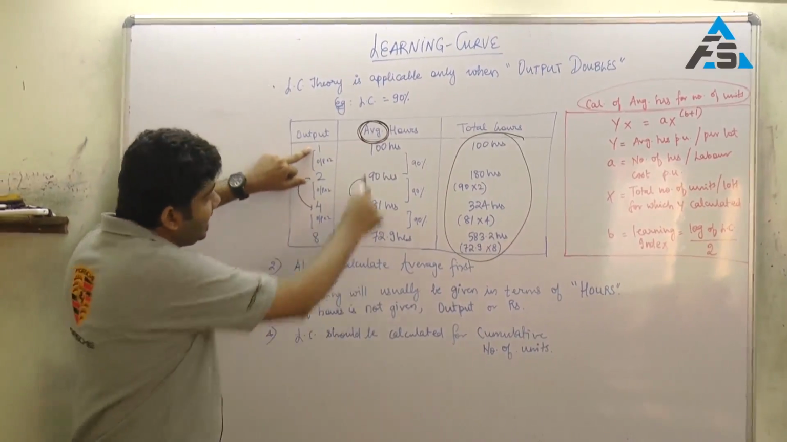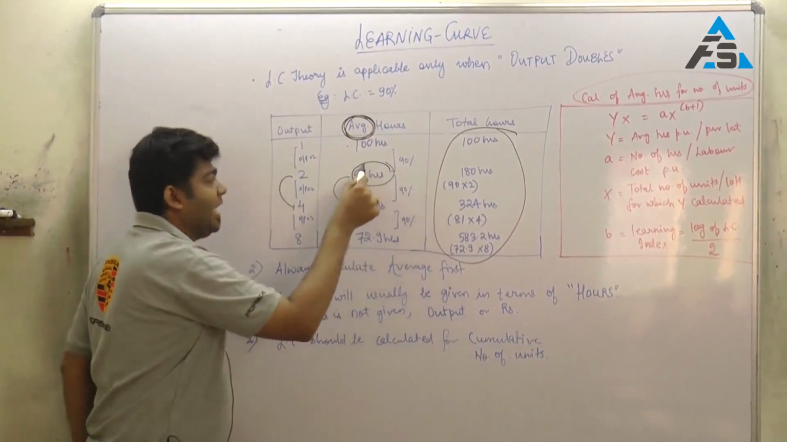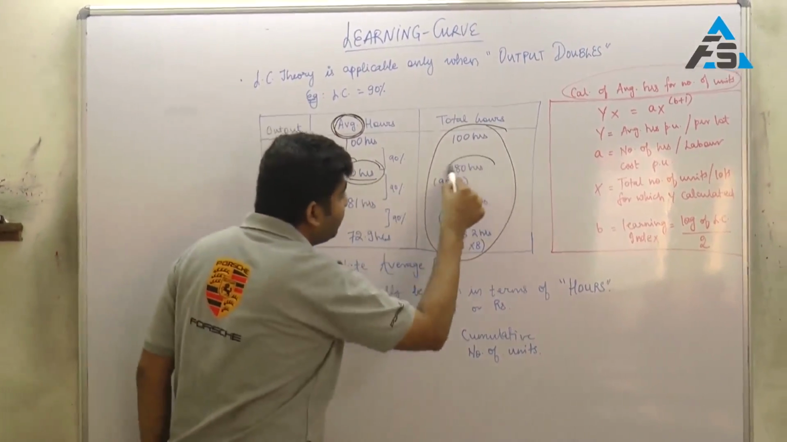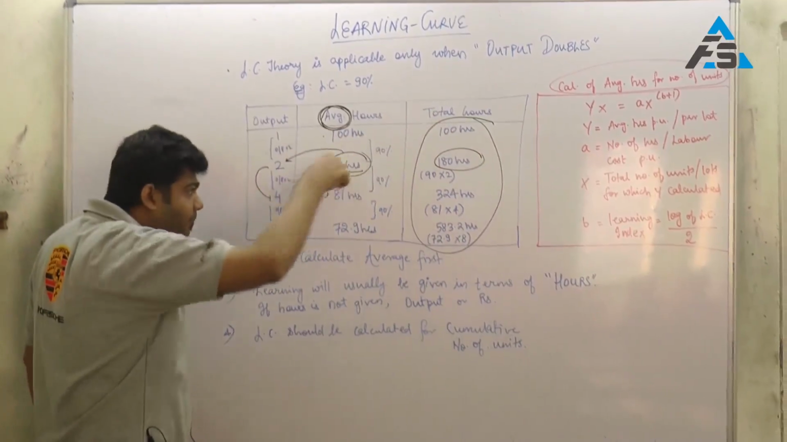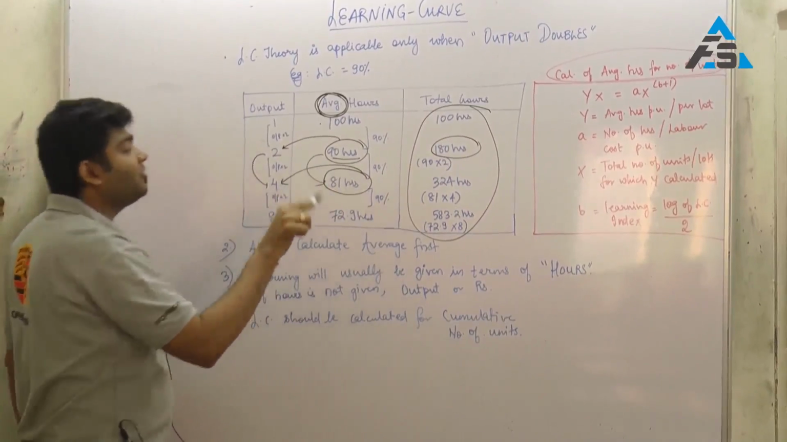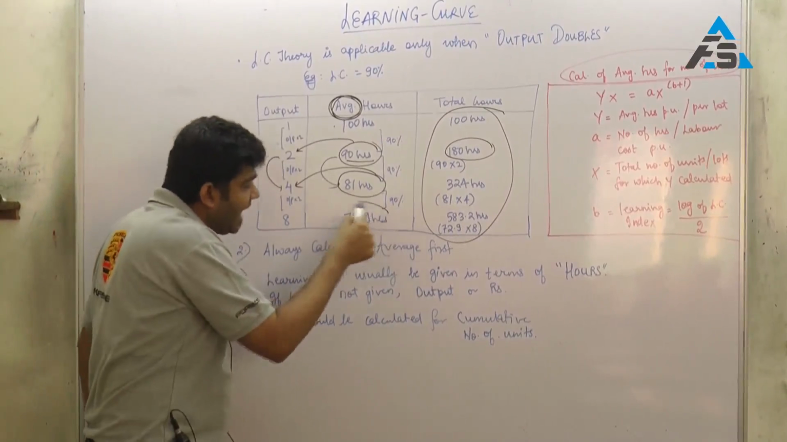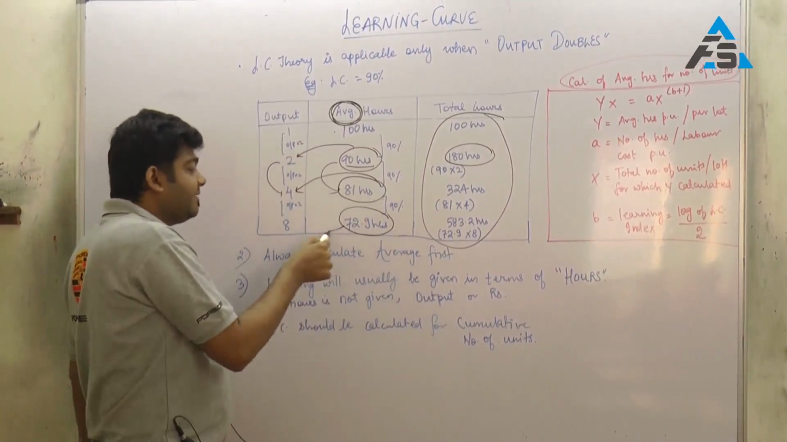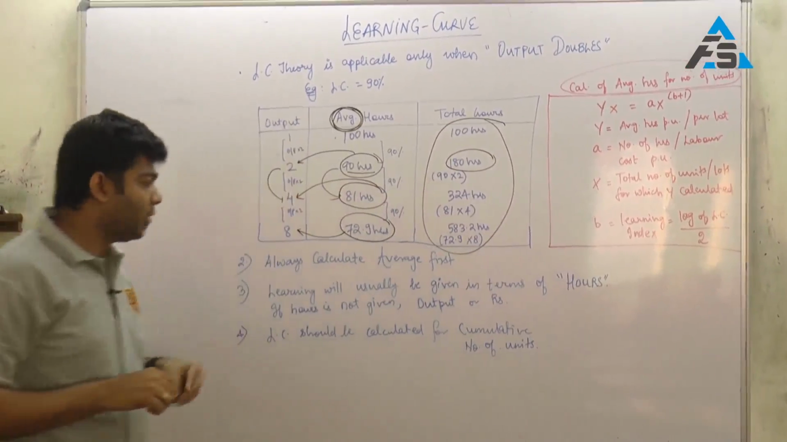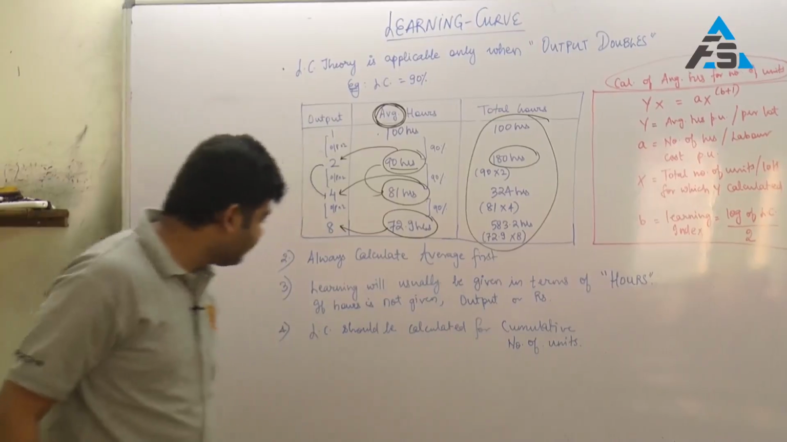So output 1, average 100 hours. Output 2, average hours is 90, so total for 2 will be 180. Output doubles, average for 4 is 81, total for 4 becomes 324. Again output doubles, average for 8 becomes 72.9, and total becomes 583.2. So here, as I have written, always calculate average first.